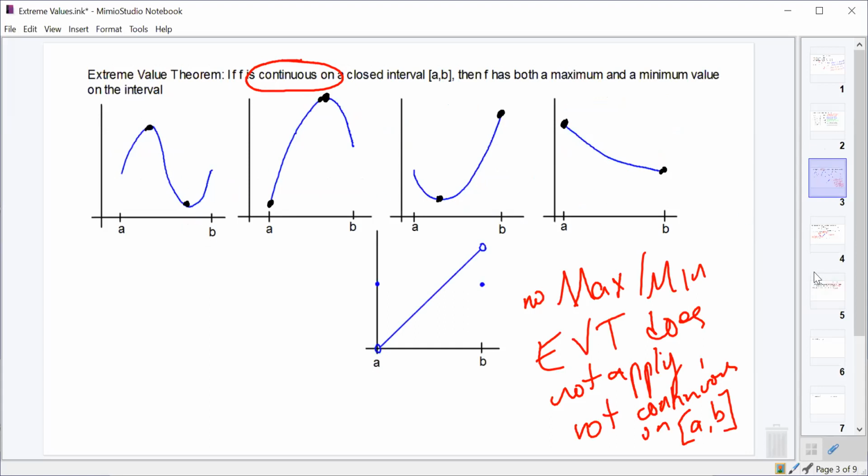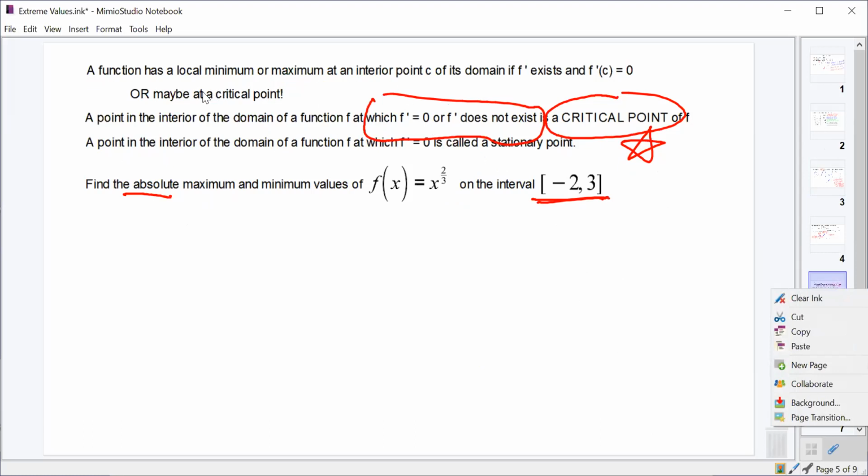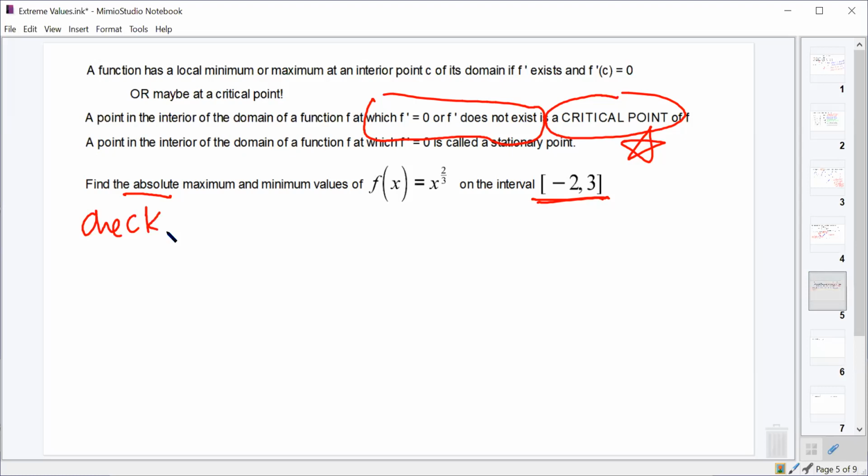Yeah. So, based on this information up here, that a local max or a local min could occur at an interior point if the derivative is 0 or the derivative is undefined, we need to check places where the derivative is 0 and where the derivative is undefined, and we need to check also the endpoints. So we need to check critical points and endpoints. Everybody good with what we're doing there to try to find the absolute max and absolute min?